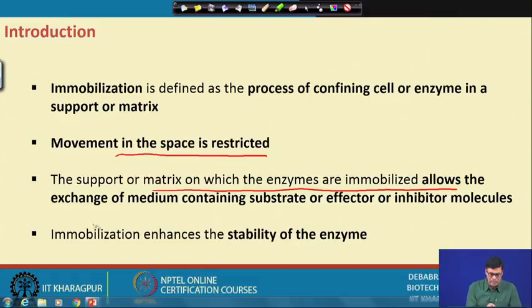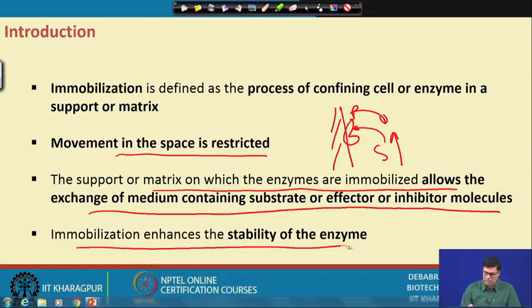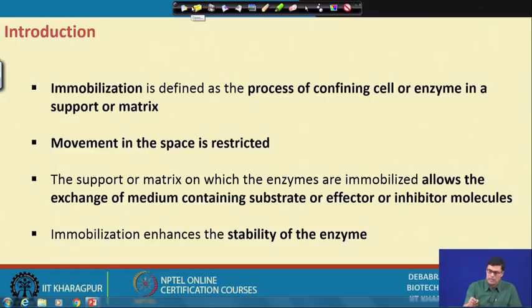The support or matrix on which the enzymes are immobilized allows the exchange of media containing the substrate, effector and inhibitor molecules. What I want to say is, suppose your enzyme is immobilized here and your substrate is in the bulk. The substrate has to diffuse here, and only then will your reaction take place, and after the product forms, the product will come out to the bulk. This is the process that takes place in an immobilized system. Immobilization enhances the stability of the enzyme, as I already discussed.